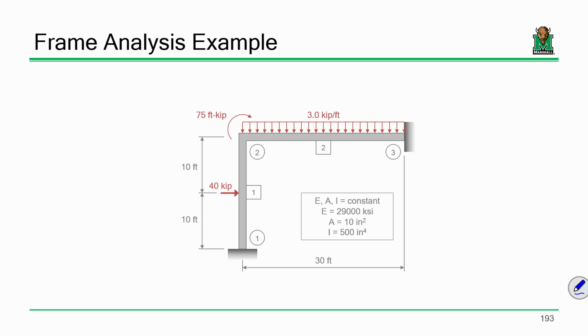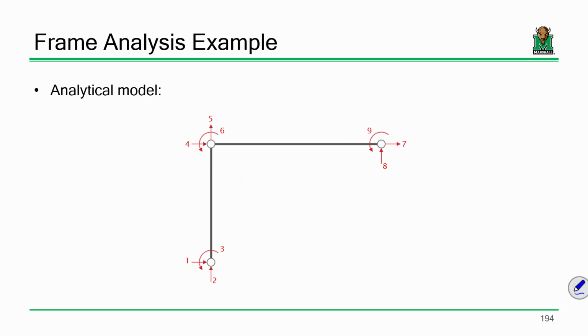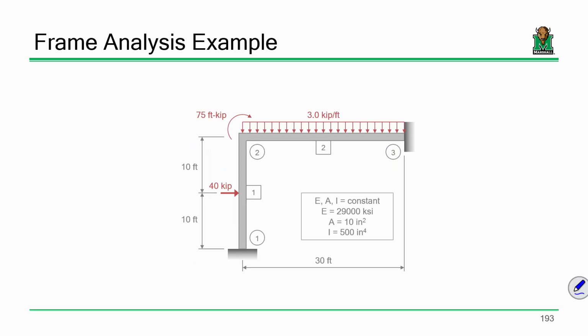Okay, first off, here's our frame and here's the analysis model. Should be fairly straightforward, right? So the system level stiffness matrix is going to be 9 by 9. Everybody okay with that? Okay. Now, does this frame have loads that are non-nodal in nature? In other words, does it have loads that are applied on the member? Yeah, we got this 40 kips, and we got that.